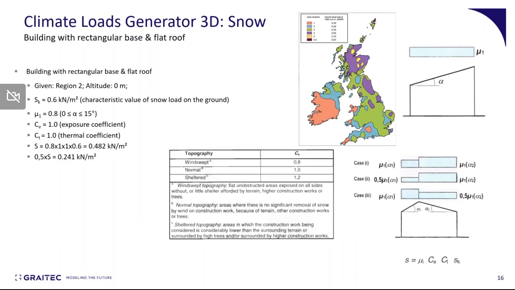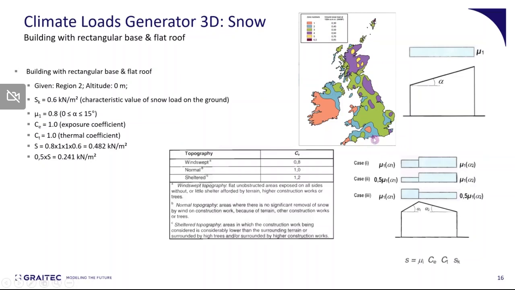The Eurocode suggests to identify first the region and the altitude of the area where the structure is located. Again, there is the same map. This is for the characteristic value of snow load on the ground in different regions. We're in region 2 again.